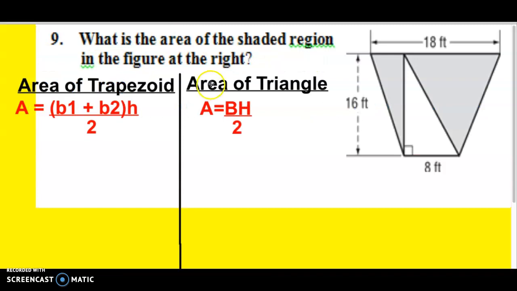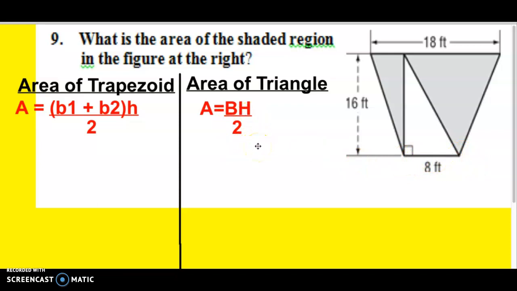Number 9, you want to find the area of this entire trapezoid as if it was all shaded in. The bases are 18 and 8. The height is 16. Follow this formula. Add together the bases times the height, divide by 2. Then you find the area of this triangle. The height is 16, because this is 16. The base is 8. 16 times 8 divided by 2.